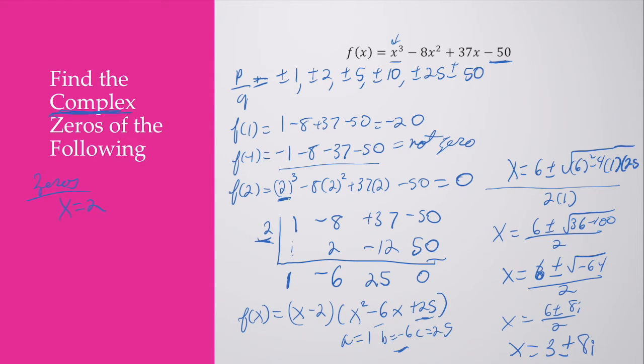So f of x is a polynomial, right? It could have at most 3 rational zeros. Turns out it only has 1 rational zero and 2 complex zeros. This means it only crosses the x-axis once. And those complex zeros, of course, must be conjugates.